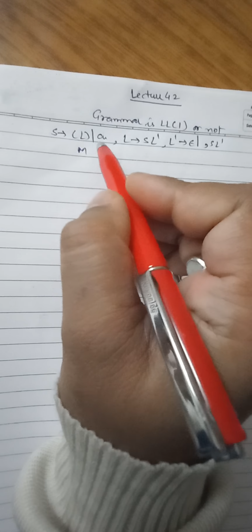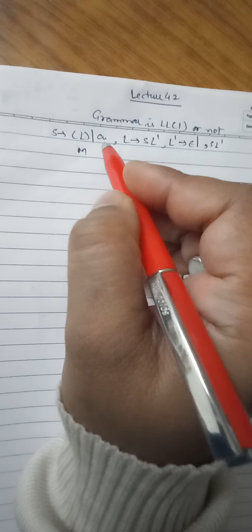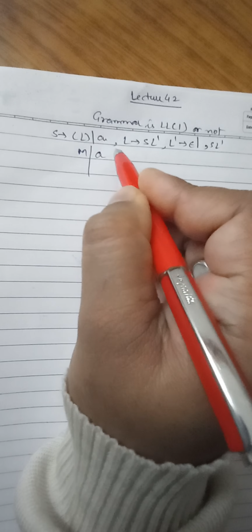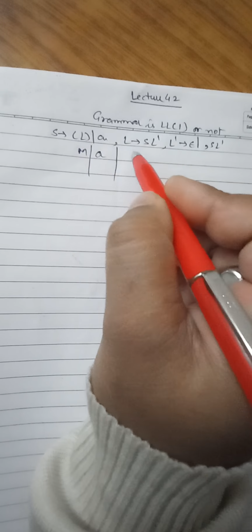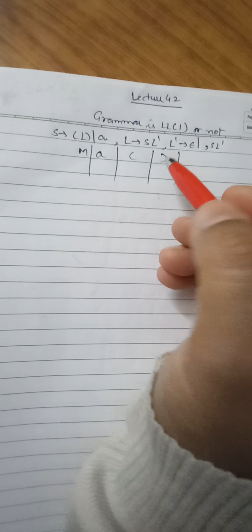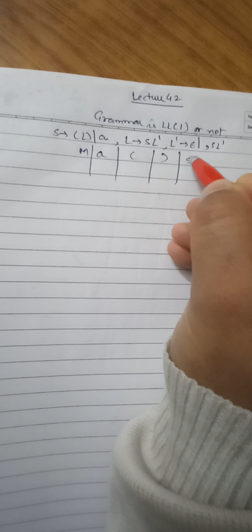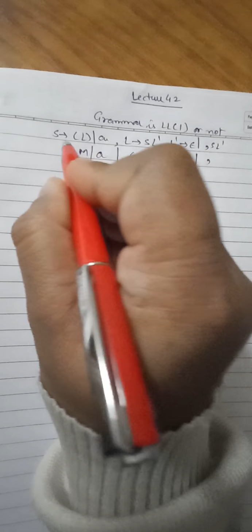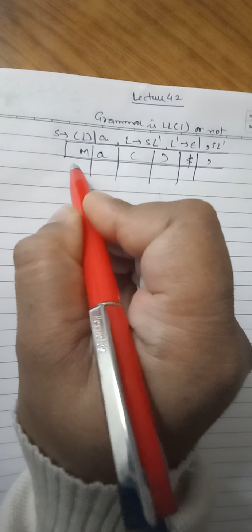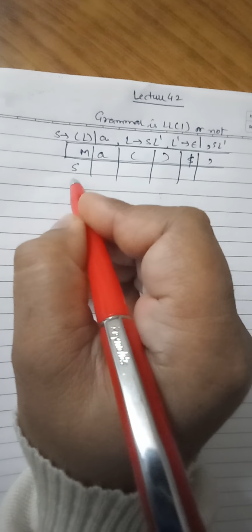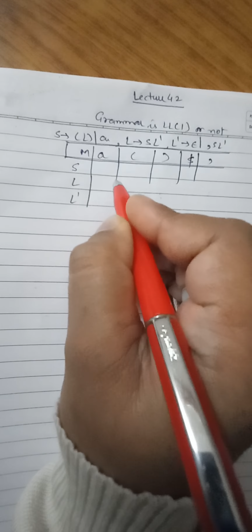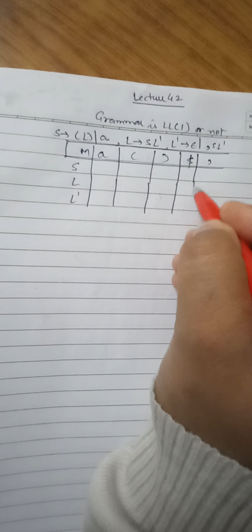So first we are going to make the table. What terminals do we have? a, opening bracket, closing bracket, comma, and dollar symbol. And what variables do we have? We have S, L and L dash. According to that, the entries will occur in the table.